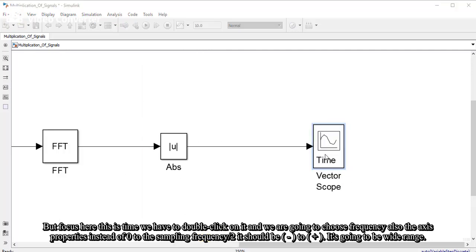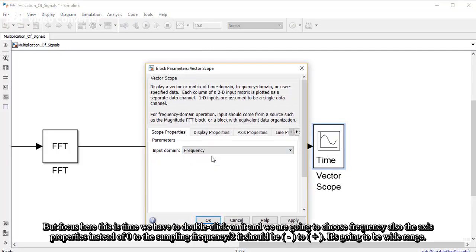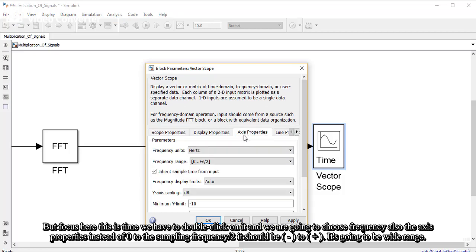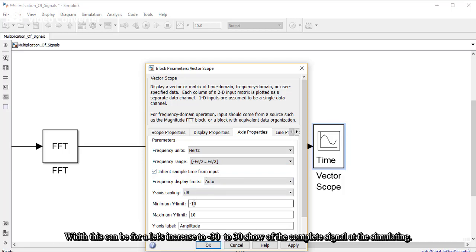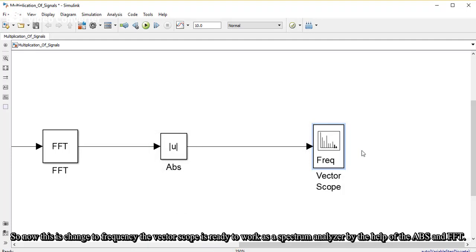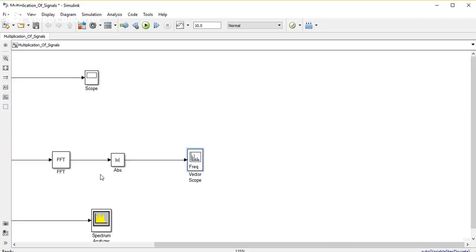We have to double click on the vector scope and we're going to choose frequency. Also the axis properties, instead of 0 to the sampling frequency over 2, it should be minus to positive. It's going to have a wide range. Let's increase this to minus 30 to 30 to show us the complete signal after simulating. So now this is changed to frequency. The vector scope is ready to work as a spectrum analyzer by the help of the absolute value and the fast Fourier transform.